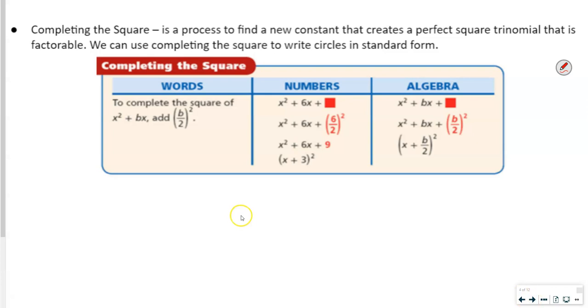Completing the square is something you should have done last year in Algebra 1, but it's a process to find a new constant that creates a perfect square trinomial that's factorable. We can use completing the square to write circles in standard form. So what we're going to be looking for is this number here, and the way we're going to get it is we're going to divide this coefficient 6 by 2, then square it and stick it back up there in that box. Knowing that x plus 3 squared is x squared plus 6x plus 9.